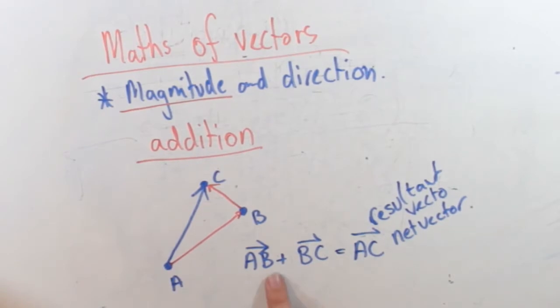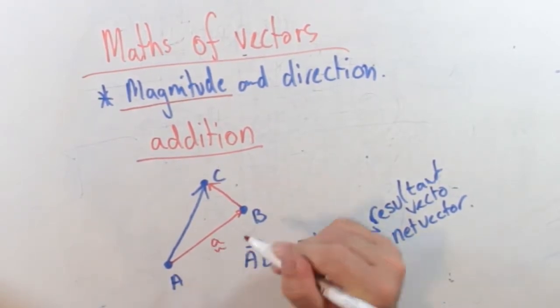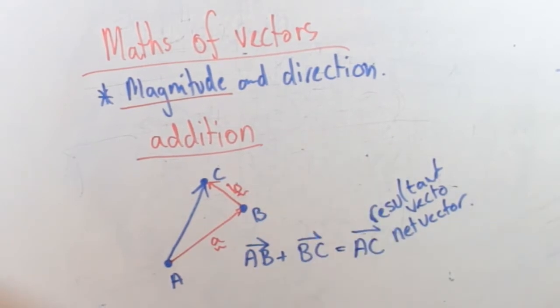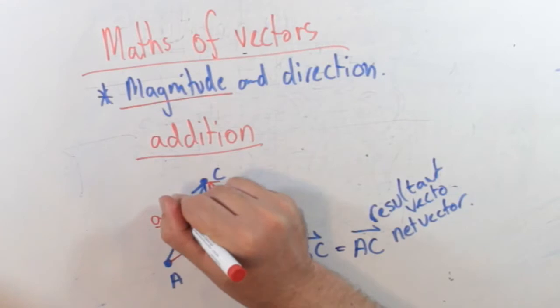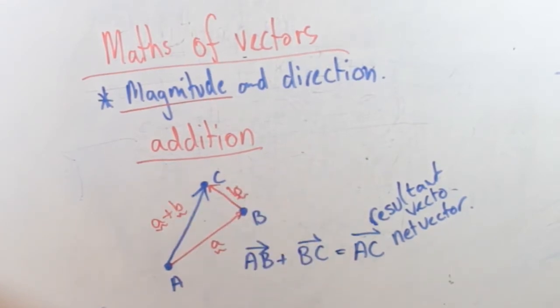If I call this one a, this one b, then this vector here is the sum of a plus b. So I could write it like that as well in variable notation.